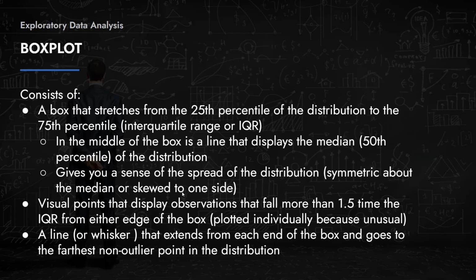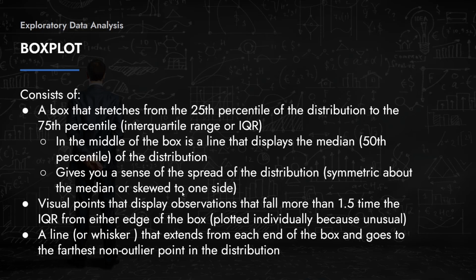So if it's located a little bit higher up, that means that the data is skewed in that direction. If it's located a little bit lower, it means that the center of the data, the median of the data, is located more towards the bottom. So this box, right, gives you a sense of the spread of the distribution and how symmetric it is about the mean, or how skewed it is to one side.